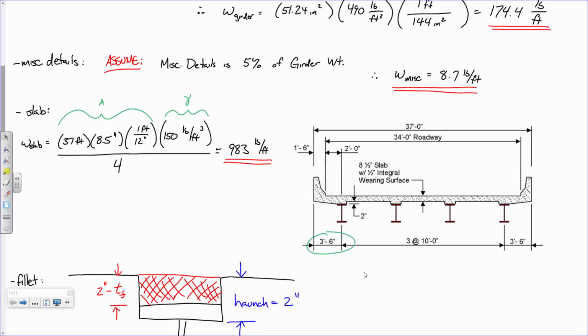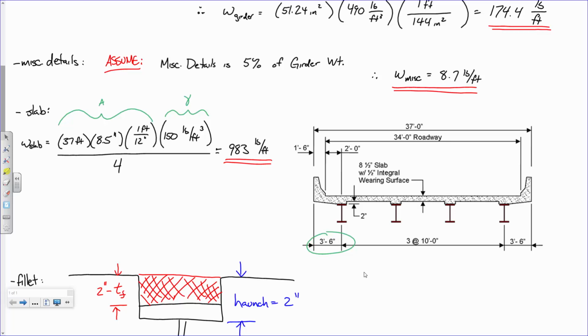Because there's such a small number of beams, I think it's safe to just distribute it evenly. Some bridge engineers will distribute it to this one and this one over. Some will just say it all goes to the exterior beam. I don't know that there's really a right or wrong answer to that. The code is fairly flexible in terms of your analysis methodology: as long as it's sound and backed up by reason and what the code specifies, you can kind of do what you want.